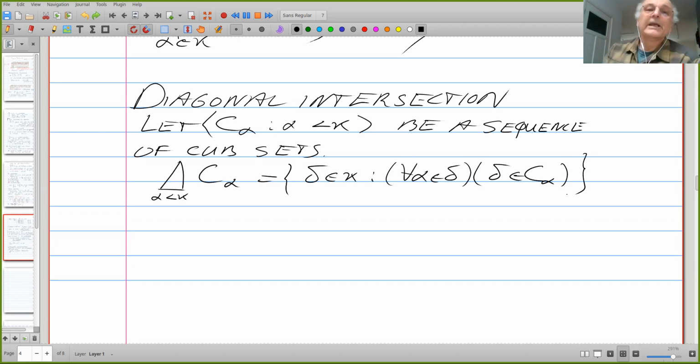Look closely. We look at the deltas in kappa that have the following nice property. They belong to all the C alphas where alpha is less than delta. I'm not saying that delta belongs to C delta, because that doesn't need to be the case. I'm just saying that all the C alphas that have a small index contain delta.